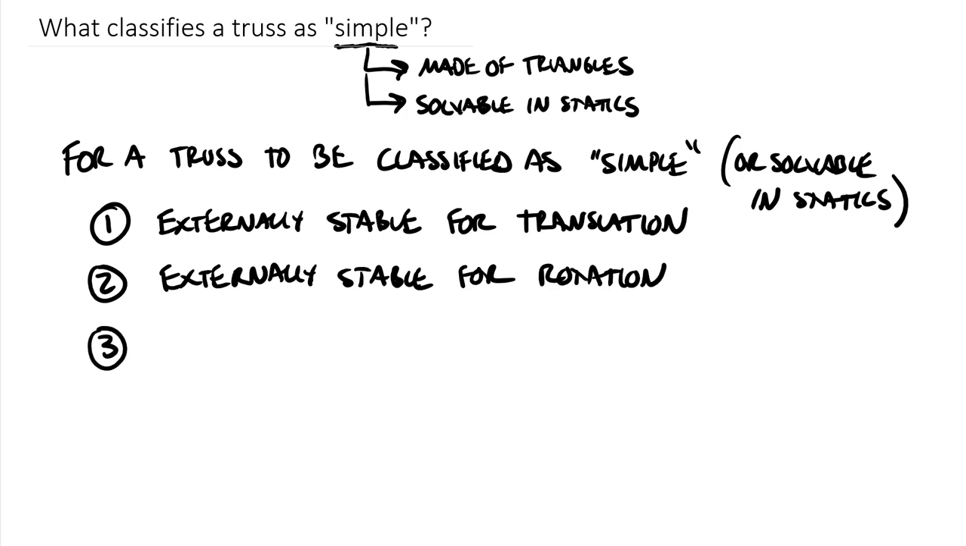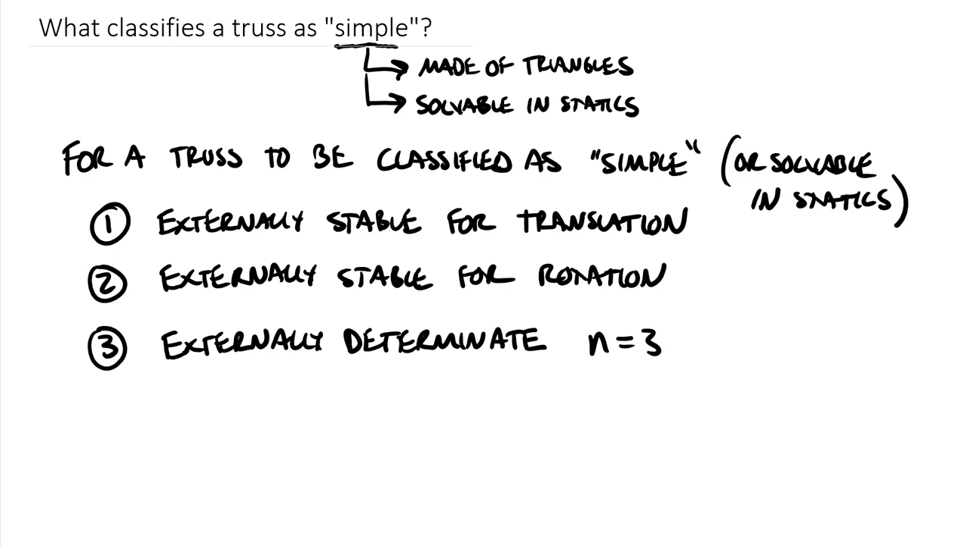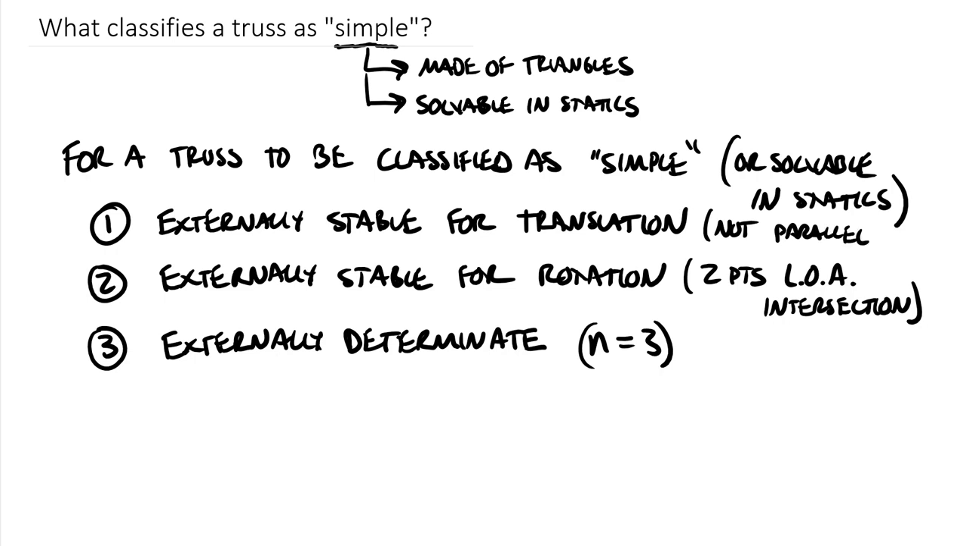Number three, it needs to be externally determinate. And of course, externally determinate looks at the number of equations versus unknowns. Okay, so we talked about we wanted n is equal to 3. So let me add a couple other notes here. 2 points of LOA intersection. And the top one here is not parallel. Okay, so those are exactly the same as for a single rigid body. If you don't remember those, you can go back and look at the stability and determinacy videos related to single rigid bodies.